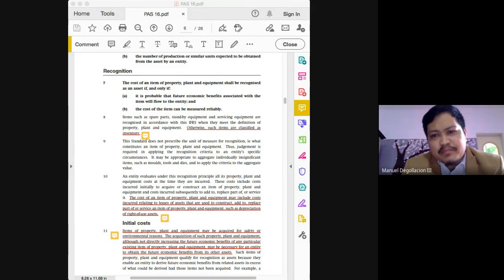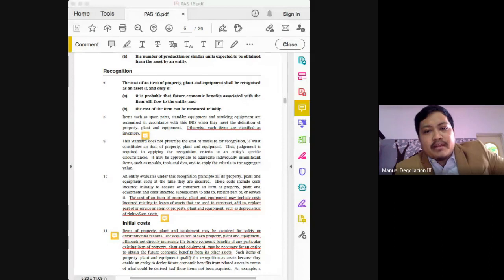Okay. So if the expected use is less than 1 year, class, for your spare parts and your standby equipment, then it cannot qualify as property, plant, and equipment. Okay. So if you have a standby equipment that is expected to be used only for 1 year, then it will not be classified as an item of property, plant, and equipment. It will just be considered as part of your supplies because, again, you only expect to use it for a period of less than 1 year.